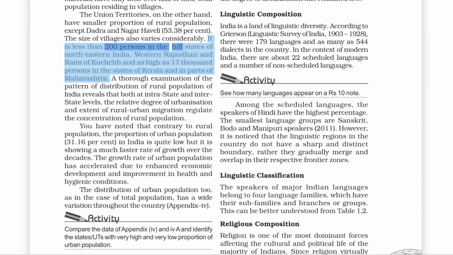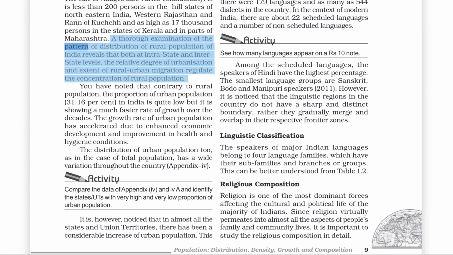It is less than 200 persons in the hill states of northeastern India, western Rajasthan and Rann of Kutch, and as high as 17,000 persons in the states of Kerala and in parts of Maharashtra. A thorough examination of the pattern of distribution of rural population of India reveals that both at intrastate and interstate levels, the relative degree of urbanization and extent of rural-urban migration regulate the concentration of rural population.